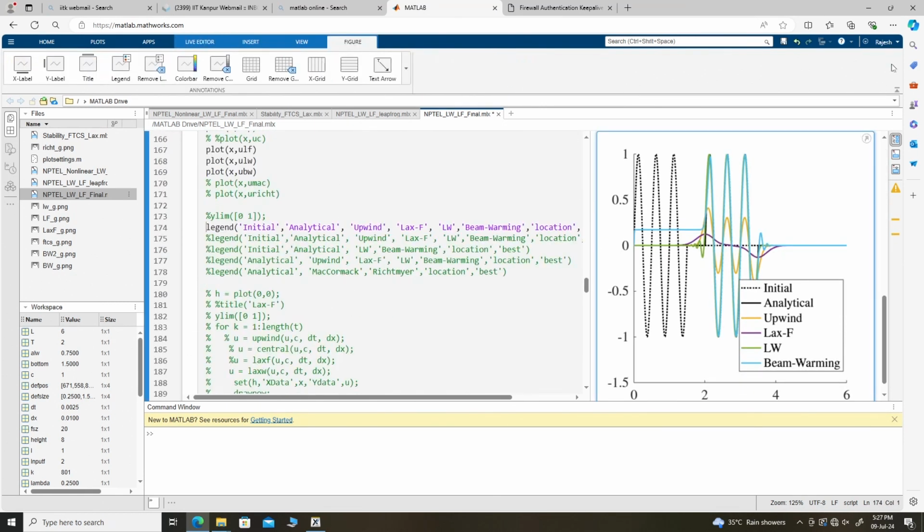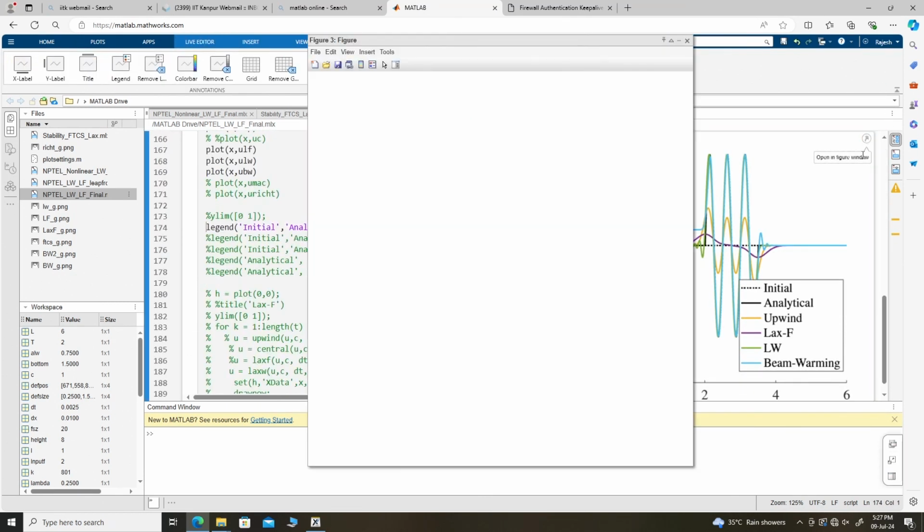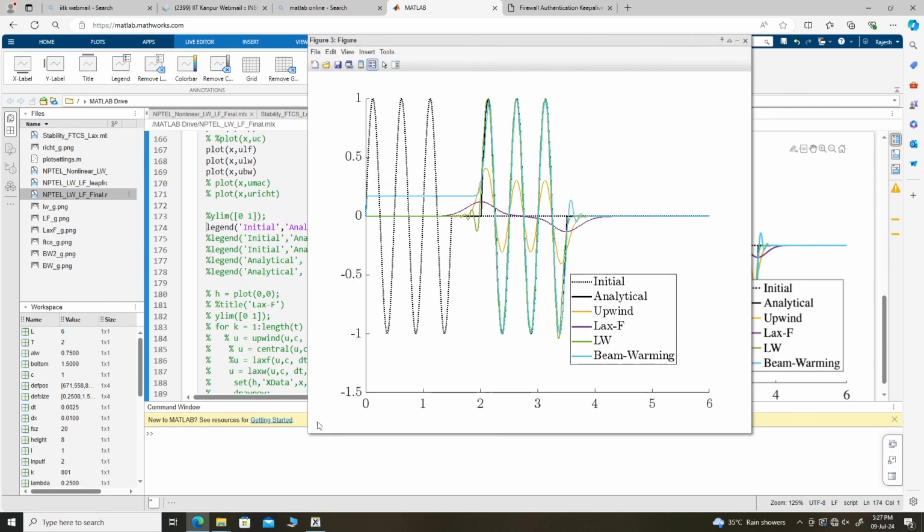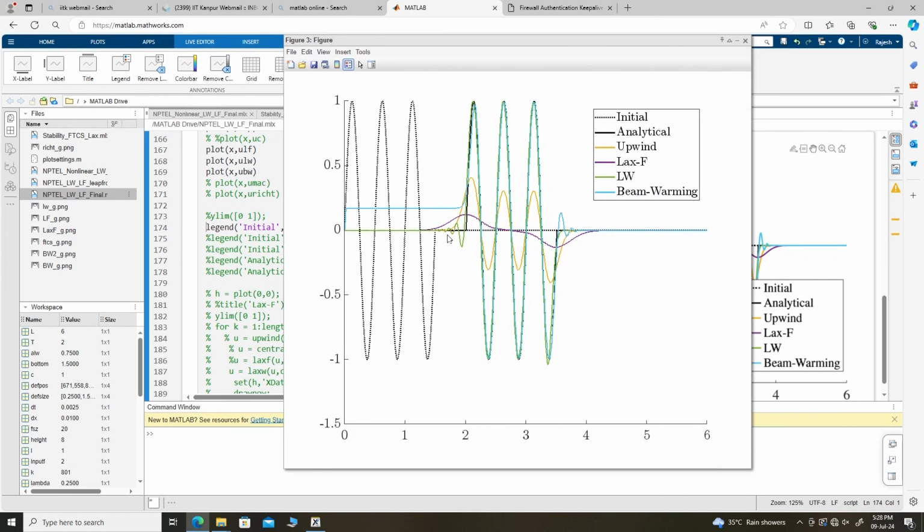Yeah, you can see this now. Now, lambda is a very small value, I think 0.25 or so. You can look at the Lax-Friedrichs scheme. It is completely dissipated because of very high dissipation. The upwind also has dissipated more, but the Lax-Wendroff and Beam-Warming are almost similar.